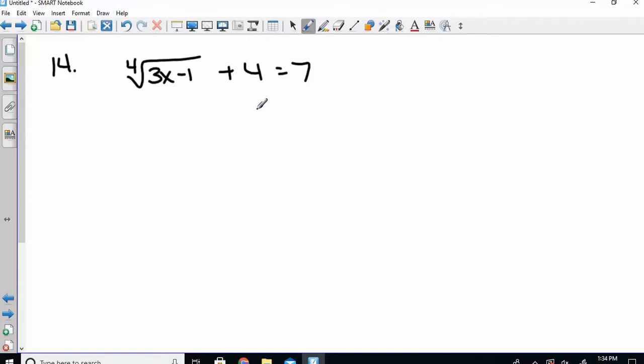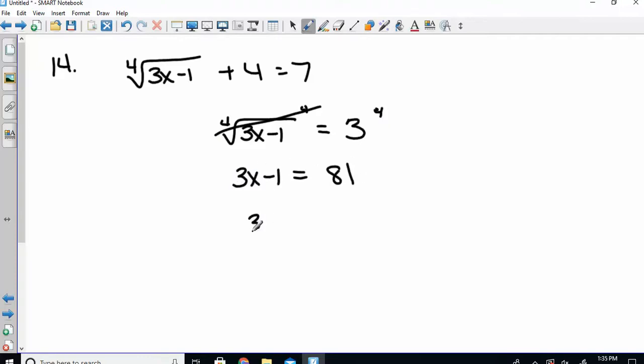Yeah, you just have to make sure that you get the radical by itself first. So just subtract over your 4, and then to cancel the fourth root, you have to take everything to the 4th power. So then add over your 1, and are we good with 13? Yeah. Okay. Plus or minus 125? Okay.